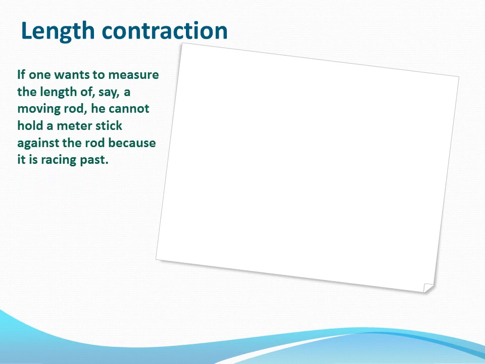The second important relativistic effect is length contraction, la contrazione delle lunghezze. Measuring the length of a moving object is a complex task because we cannot hold a meter stick against the object. If one wants to measure the length of a moving road, he cannot hold a meter stick against the road because the road is racing past.